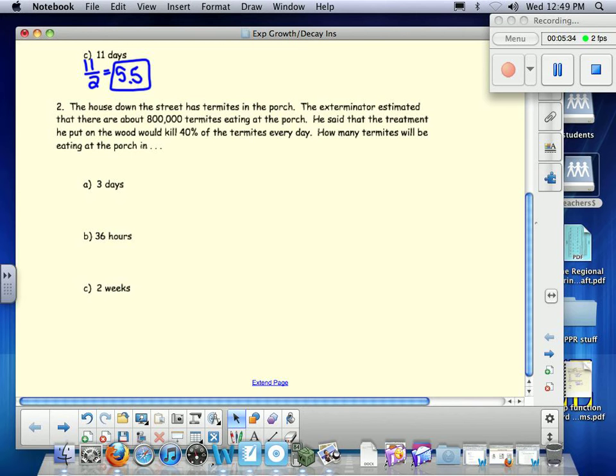Now, note, these are not done in order, okay? I went 3 days, 36 hours, which is less than 3 days, and then I went 2 weeks. So just don't panic when your numbers don't quite make sense. This is a decrease, right? This is a decay problem, right? We're trying to kill off those termites.